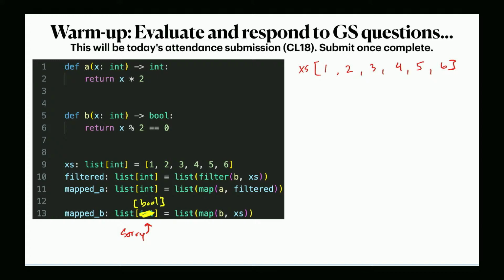One quick correction to the slide. Sorry about that. The correct type for map B is a list of Boolean. So I'll give you one more minute given that correction.